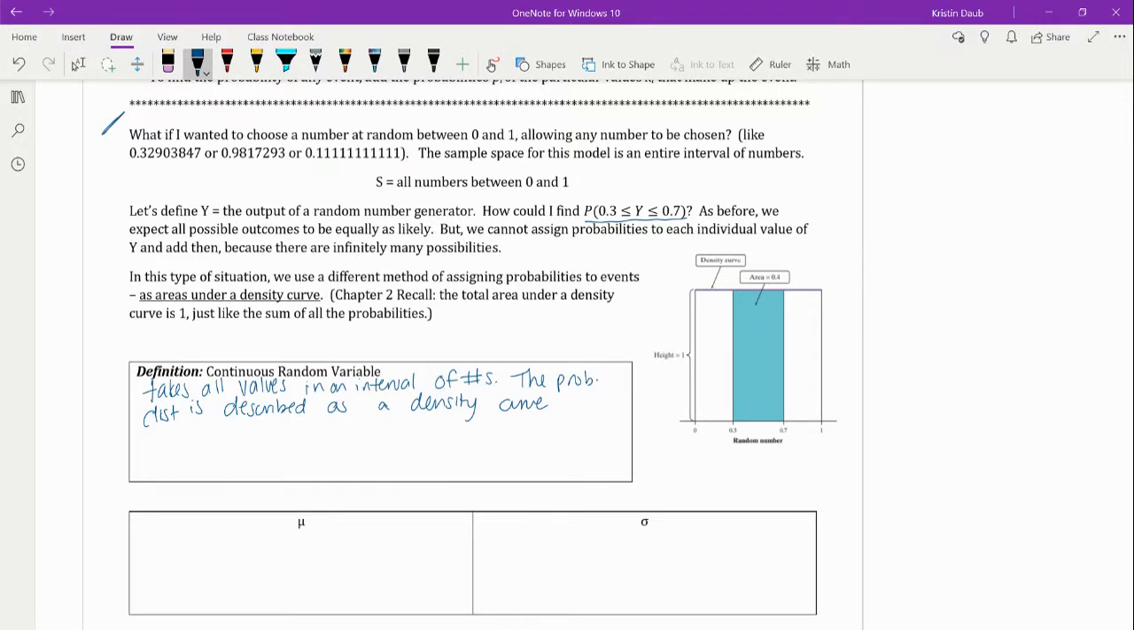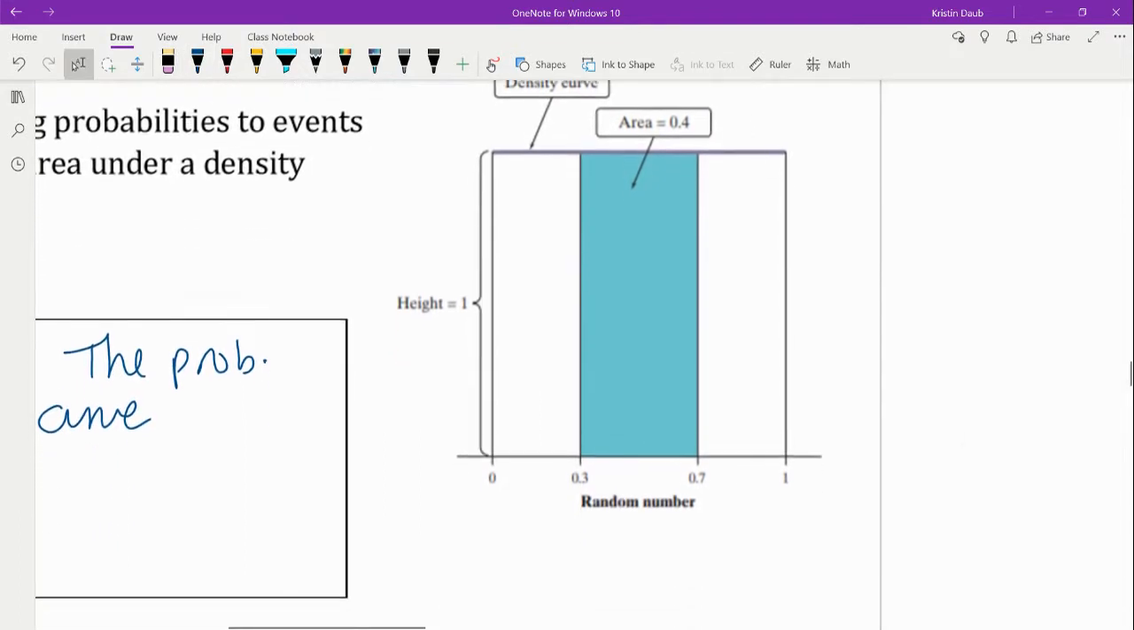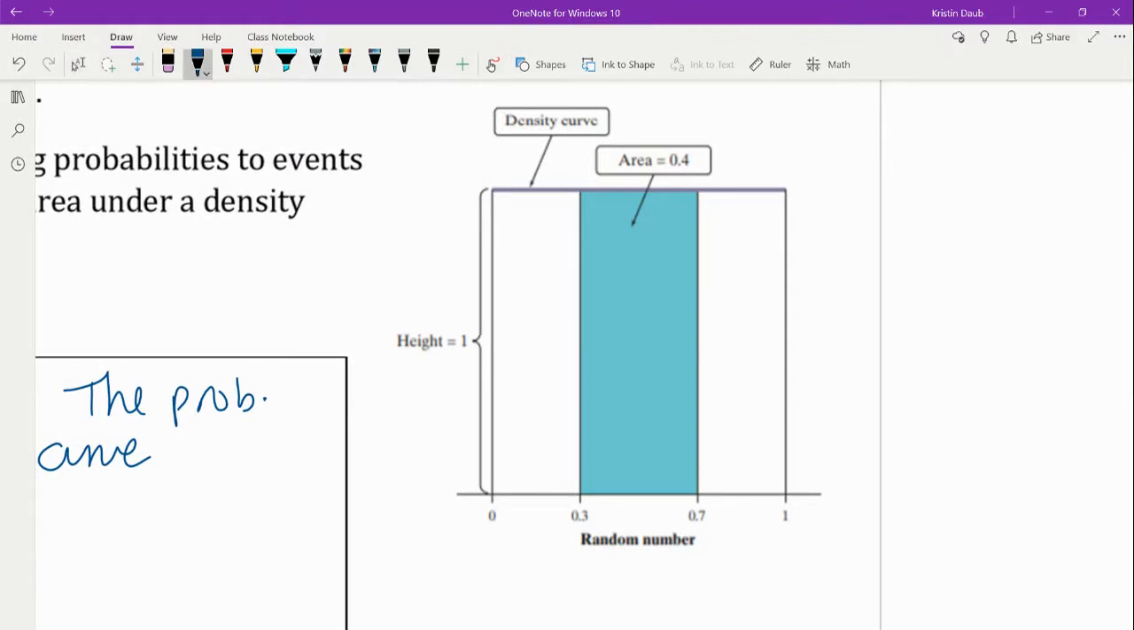And if you remember back from Unit 1 in Chapter 2, the total area under a density curve is 1, just like the sum of all the probabilities. So if I have a density curve where the area is 1, everything underneath that curve should add up to 100% probability. So I put the density curve over here. This would be the density curve for the example that we talked about, a number between 0 and 1. And I could find the area under the curve between certain values, and that's going to give me my probability. Does this sound familiar to you?